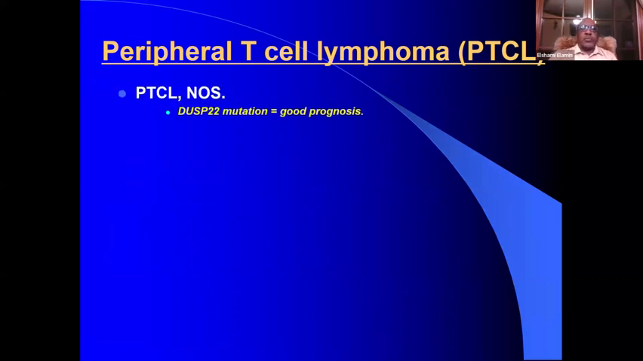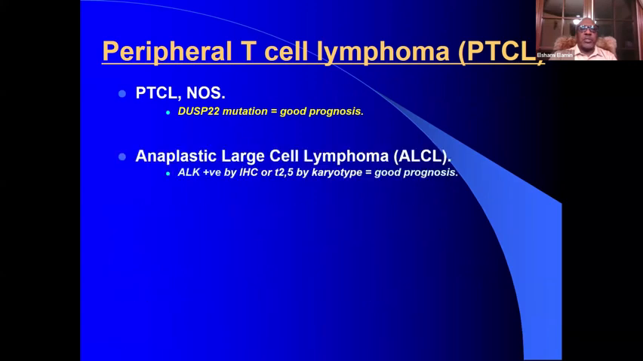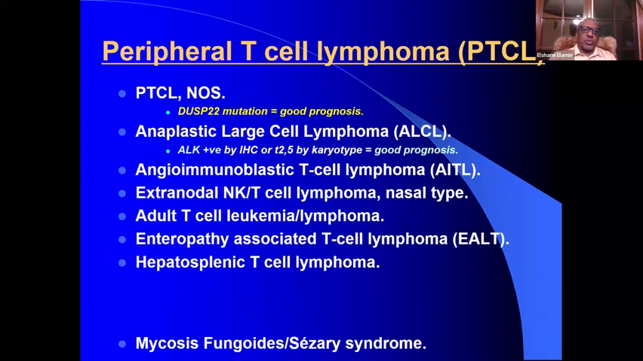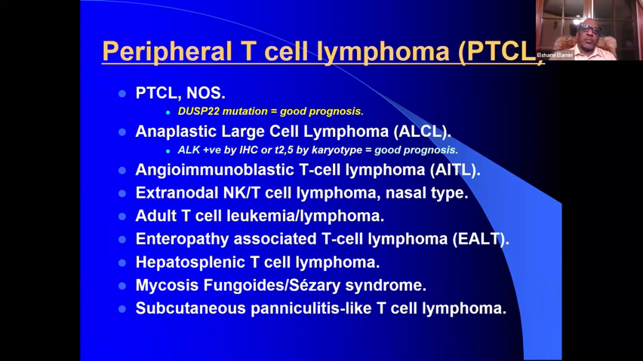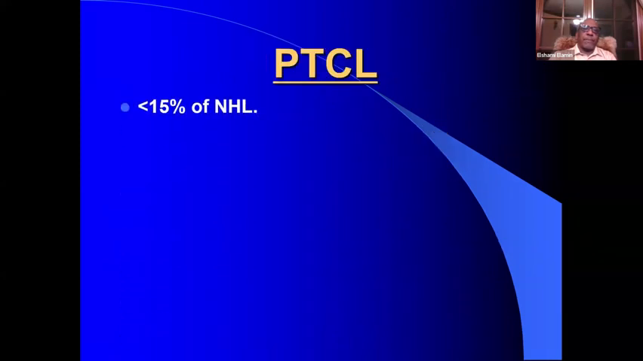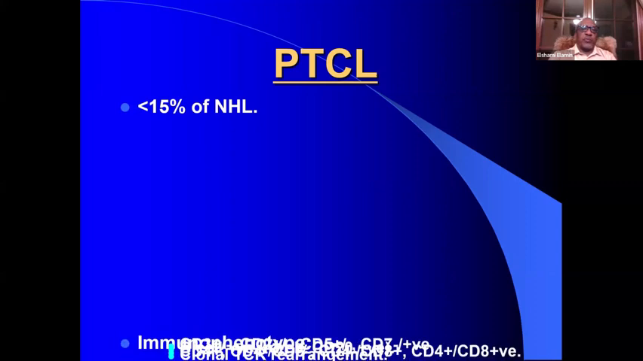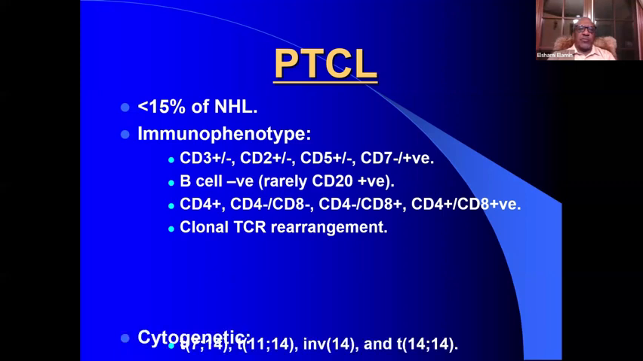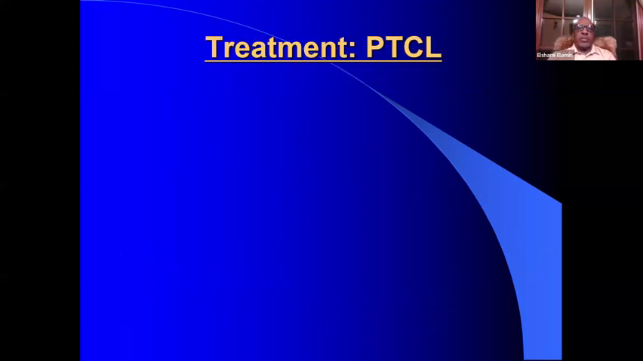These are the subtypes of peripheral T-cell lymphoma, NOS, anaplastic large cell lymphoma, and then there are others. These are all subtypes of T-cell lymphoma. It is not very common, less than 50% of non-Hodgkin lymphoma. This is the immunophenotype of the T-cell lymphoma. This is the cytogenetics and treatment.